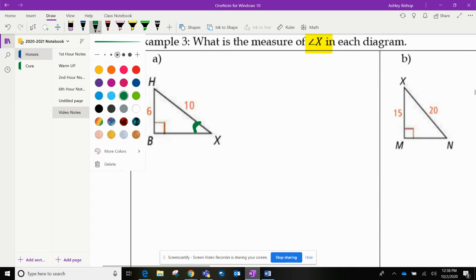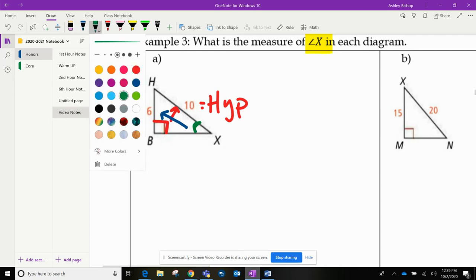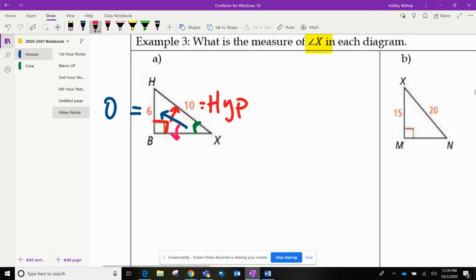I need to label my 3 sides. So my hypotenuse is right here, right across from my right angle. So 10 is my hypotenuse. Then I go to my angle X for my reference. And so if I want to find my opposite, I go to the side across. And then by process of elimination, my last side is my adjacent side down here.